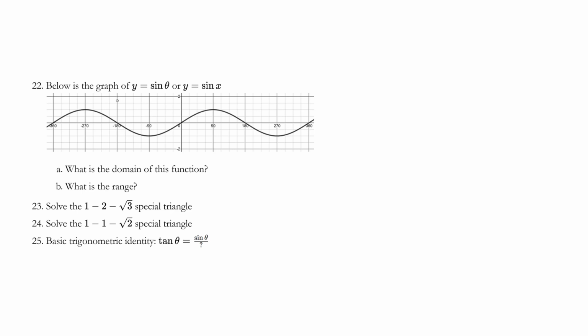Below is the graph of the function y equals sine theta. This is 0, 0. And when we go to the right 90 degrees, the y value is 1. This is 1. And as you can see, this graph keeps on going up and down. It oscillates.